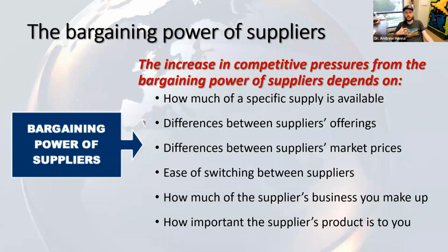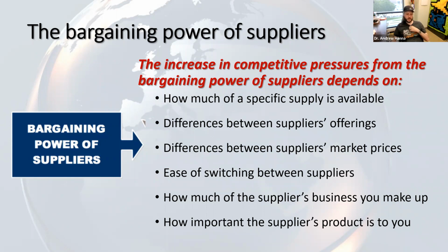Now, we also have to think about two different threats, and one would be the bargaining power of our suppliers. Bargaining power of suppliers is basically saying that we, as a company, need things in order to operate. We need resources.